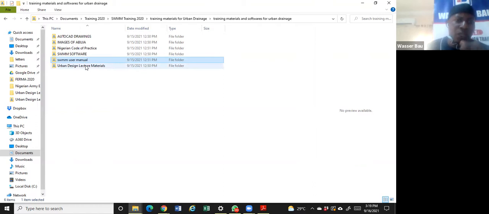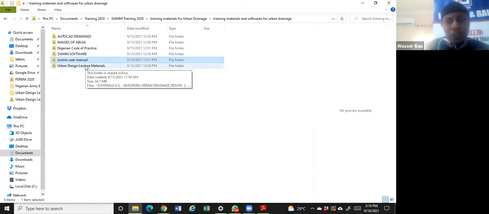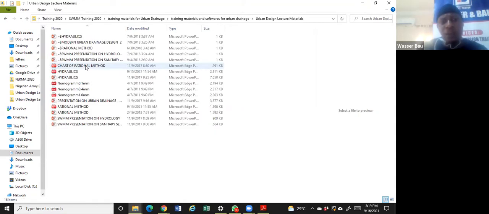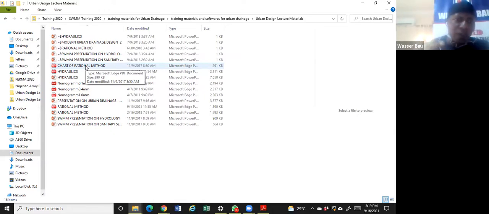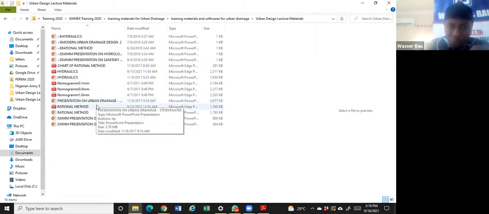Then the big man in the house is the urban design lecture materials. That's the sixth and the final folder you have. That is where you have the lecture materials on this course as captured from the University of Stuttgart. That's our base, that's where we mirrored our program from. So we use some of the things they have used, some of their concepts, some of the methodologies. There, we're going to be talking about the rational method. We'll have a chart of the rational method. We'll talk about hydraulics, then urban drainage as a whole.